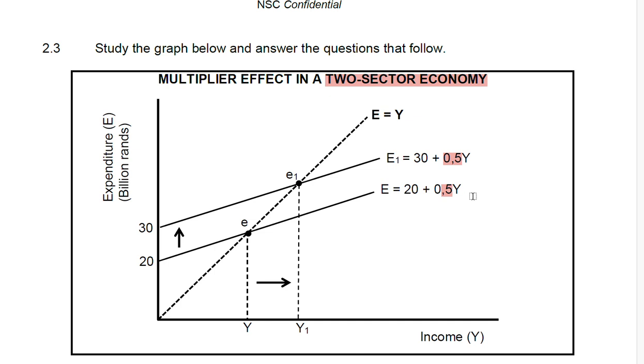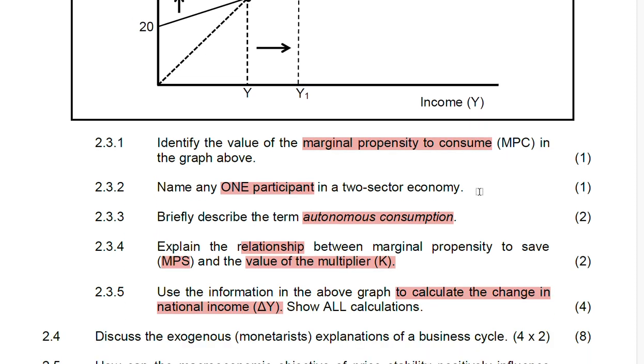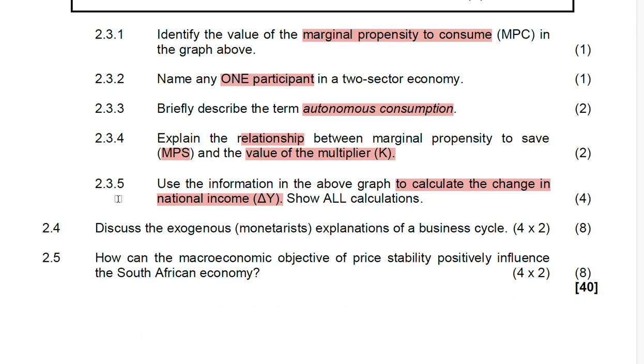So you see how easy it is to understand how to use different methods to calculate the change in national income. Now we are done looking at question 2.3.5. We are now moving to 2.4.